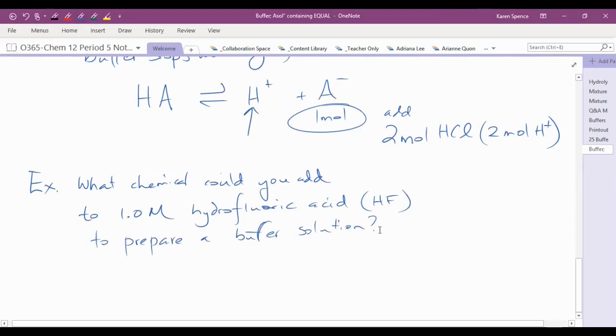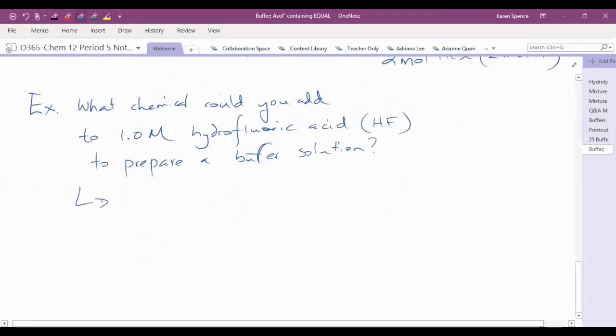Yeah, we can add its conjugate base as a salt. So we're going to add its conjugate base as a salt. And Jason, you're absolutely correct. That is going to be NaF. That would be any alkali metal salt of fluoride. So the conjugate base, F minus, can be added as a salt.